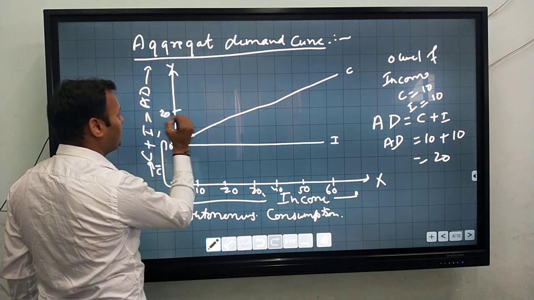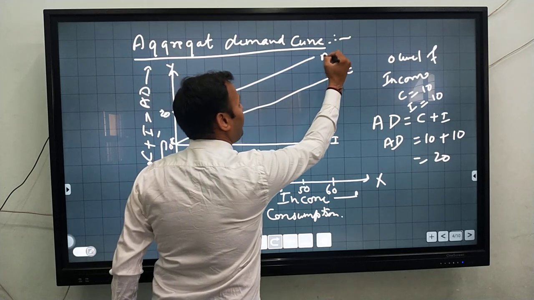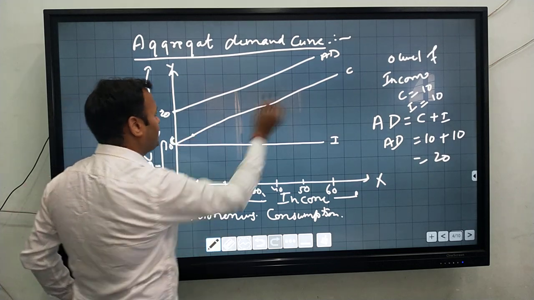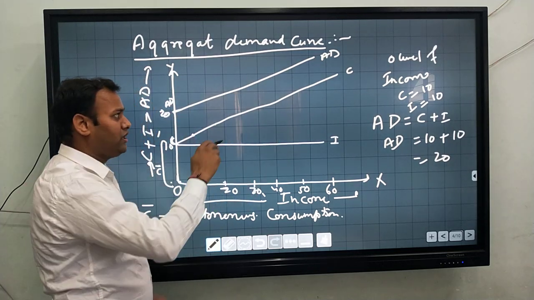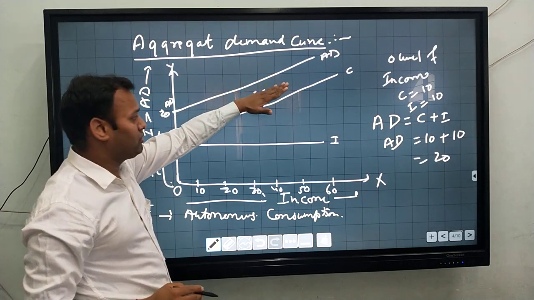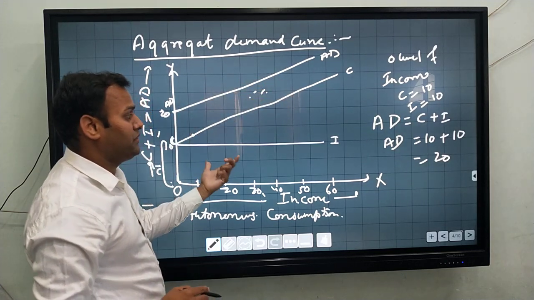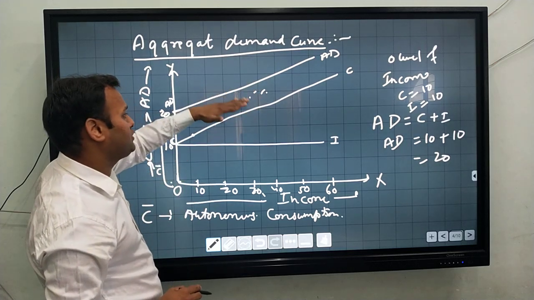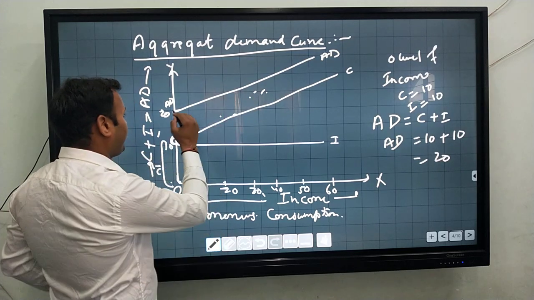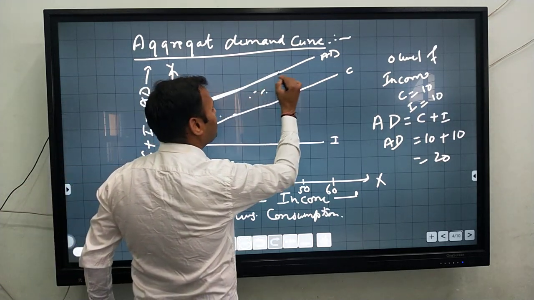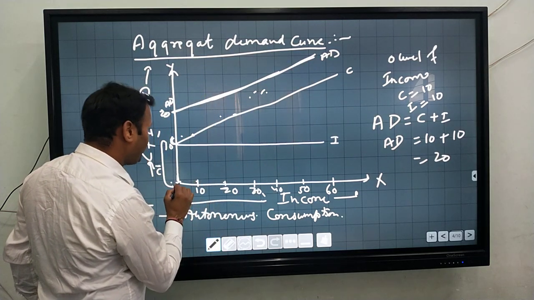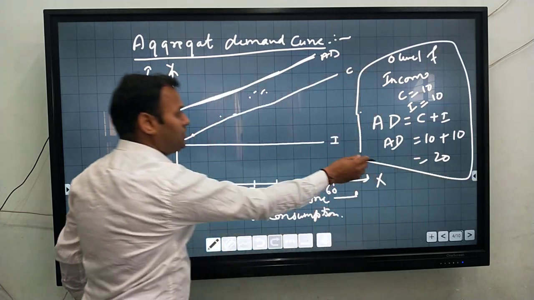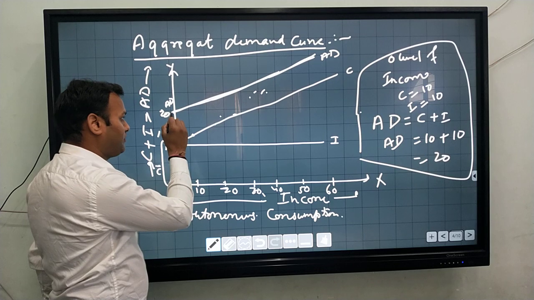Suppose here is 20. So this curve will start from 20, and this curve is parallel to the CC curve. Okay, this is the CC curve and this is the AD curve. So this AD is parallel to the CC, because investment is fixed. If you are adding 10 to every number, this line is parallel to that line. For the 0 level of income we already calculated, it starts from 20.